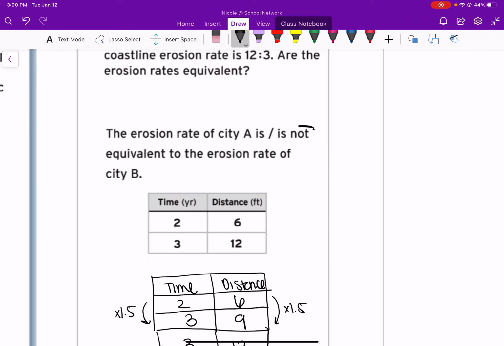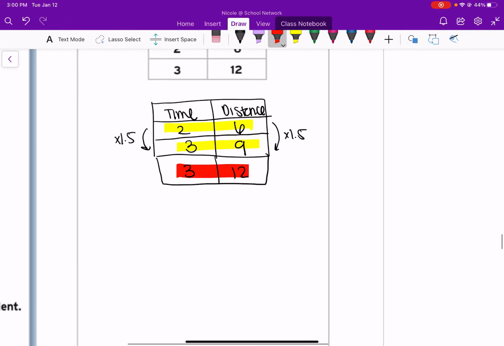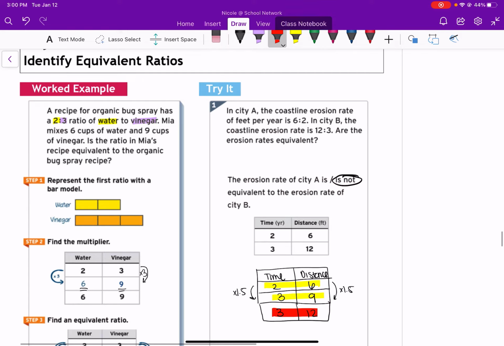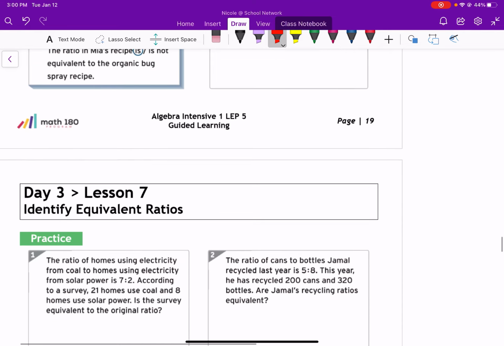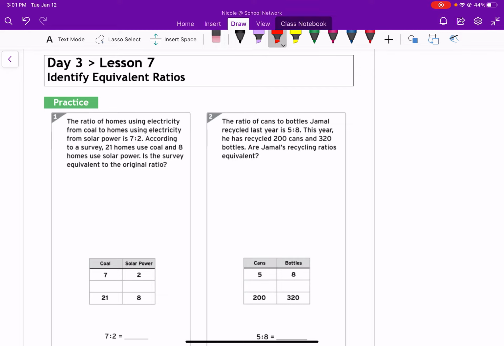So the erosion rate of city A is not equivalent to the erosion rate of city B. Because these are equivalent right here, 2 to 6 and 3 to 9. So 3 to 12 could not be equivalent to those ones. That's not equivalent to the other two. Okay. So making equivalent fractions, you can also represent it with a model and do it that way if that makes more sense to you. Whatever works. So go ahead and pause this video, complete this practice section on identifying equivalent ratios.